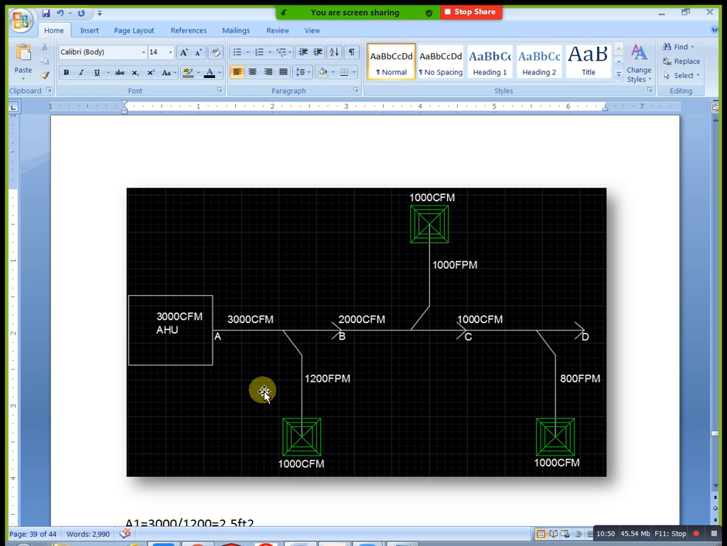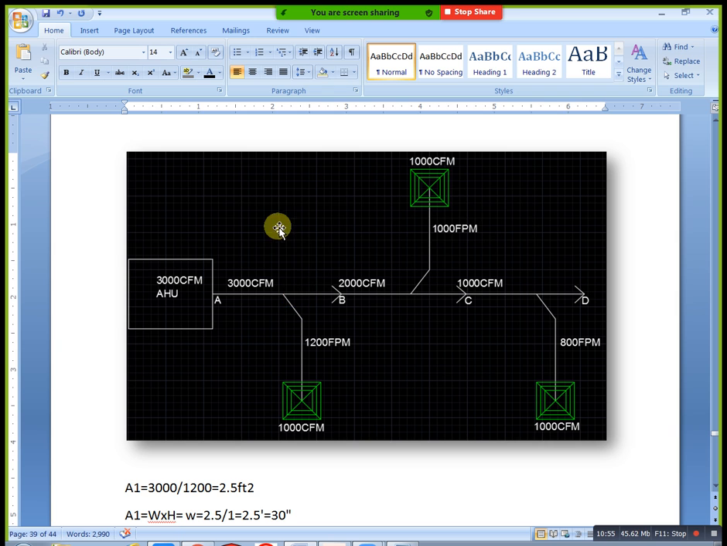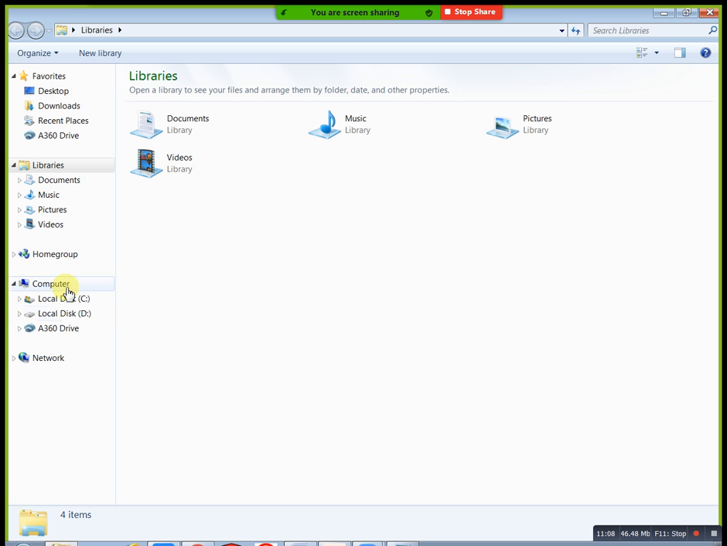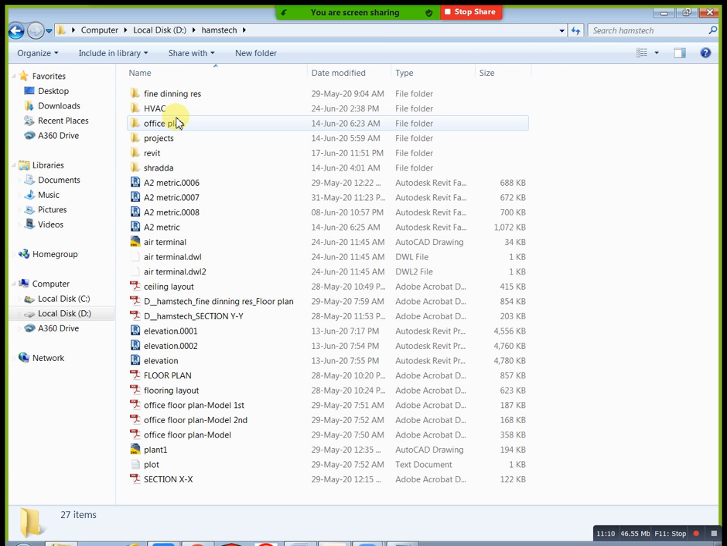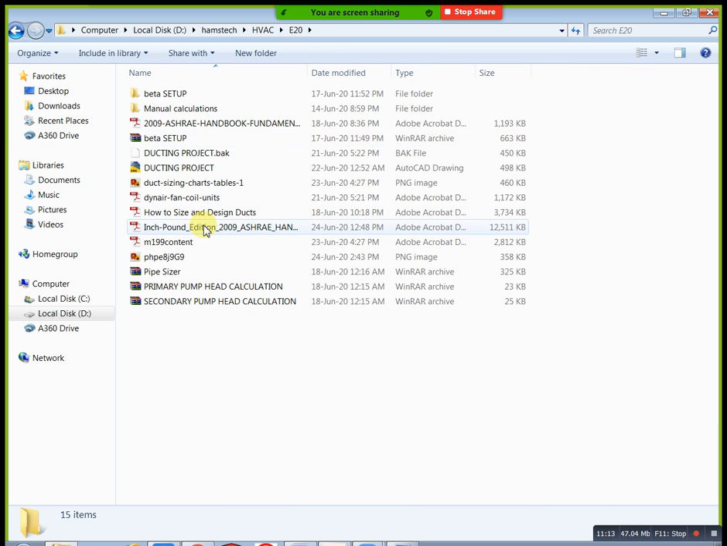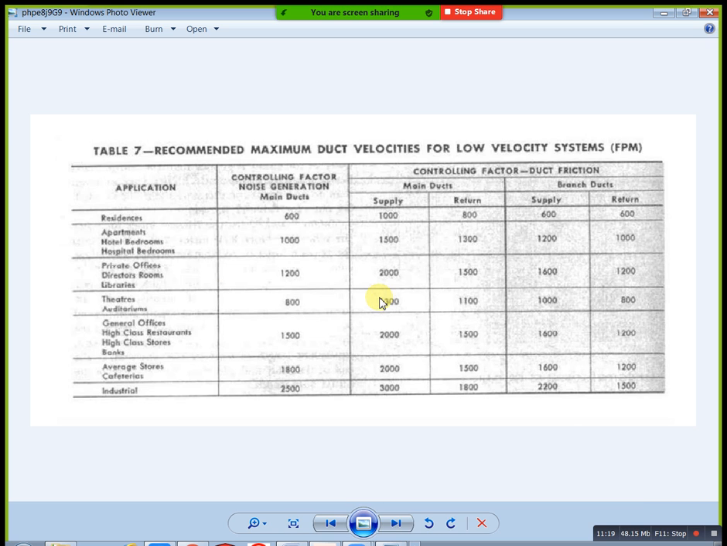Okay, for example, you take as an application an office room. This is only for example, not exact. You take one example and go to your data sheet. Okay, we have one data sheet for that. Go to HVAC. Yes, you can see we have recommended maximum duct velocities for low velocity systems. For example, we consider an office now. Just you can see, office means private office, commercial.